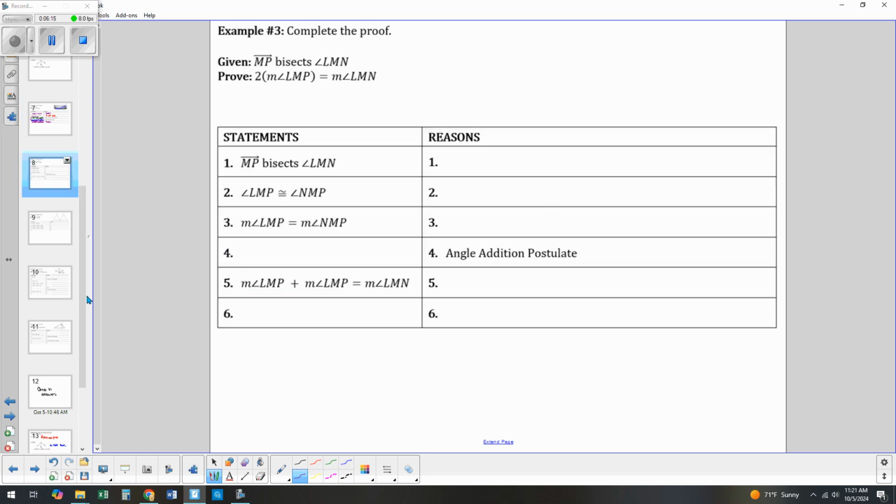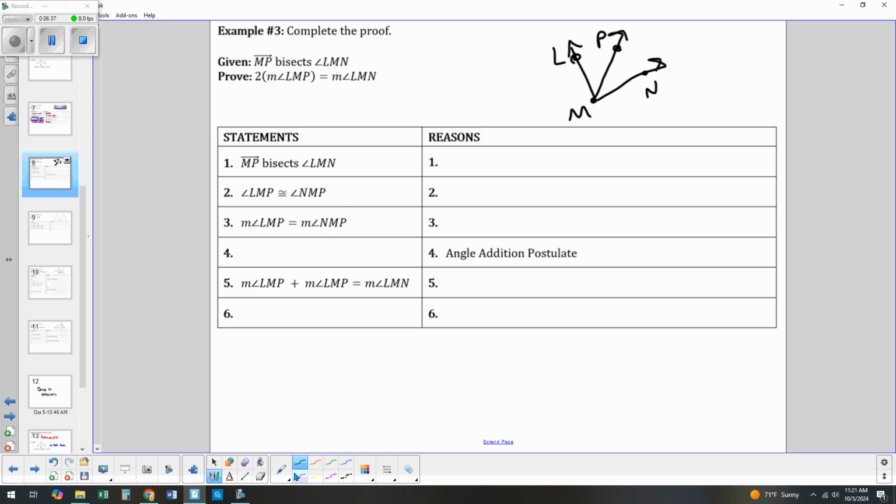Another example for us to do together. They don't have a picture for us. I'm actually going to start by drawing that. So we know we have an angle LMN, and we know that ray MP bisects it. So there's our picture.